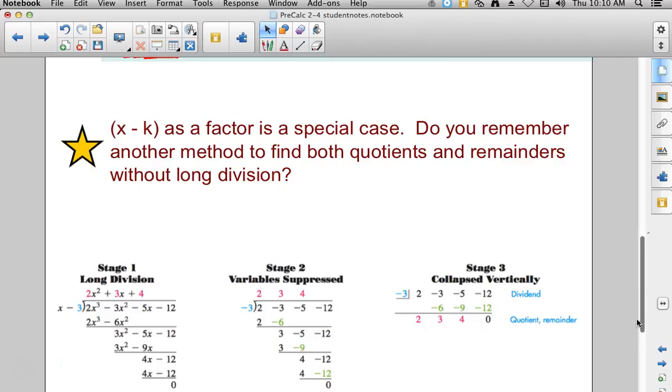Do you remember another method to find both quotients and remainders without long division? One person said it, synthetic. It's math magic. Synthetic division is just math magic. It's one of those things we spend a couple of days on and people forget about it, but synthetic is so cool.